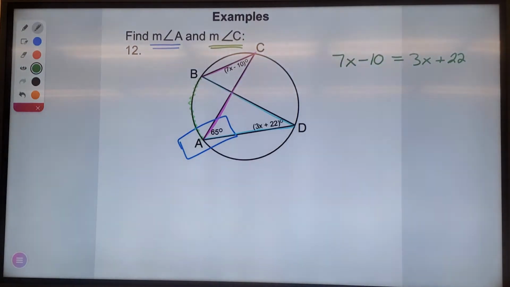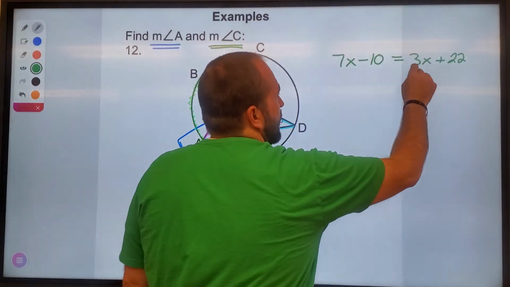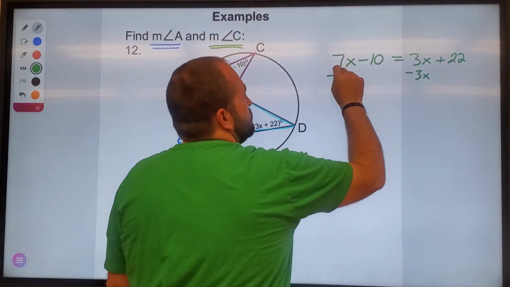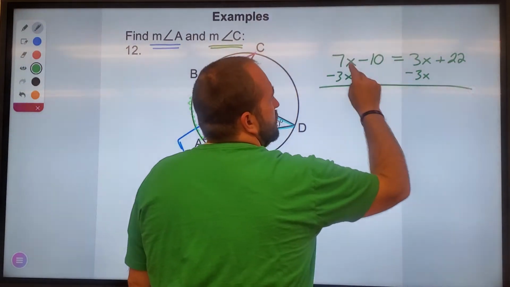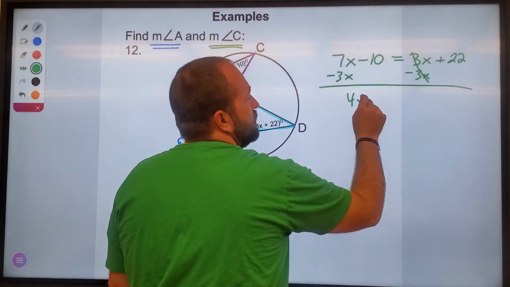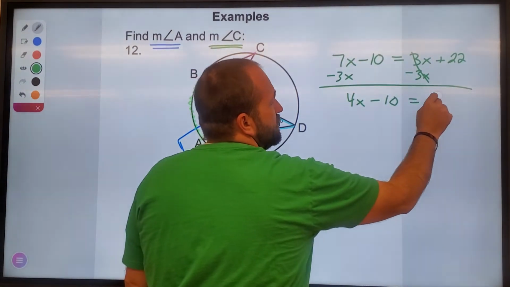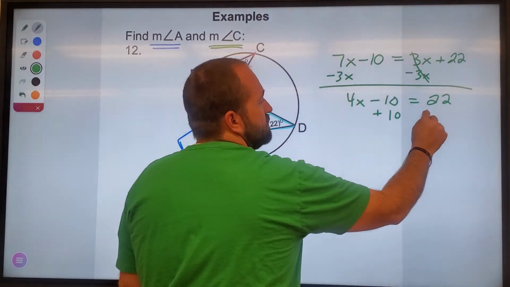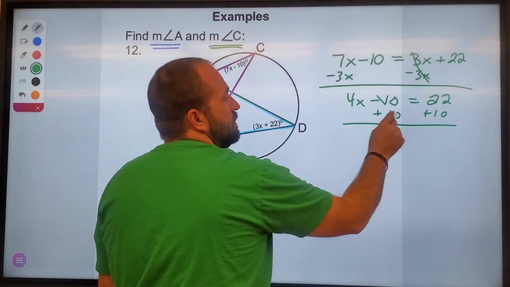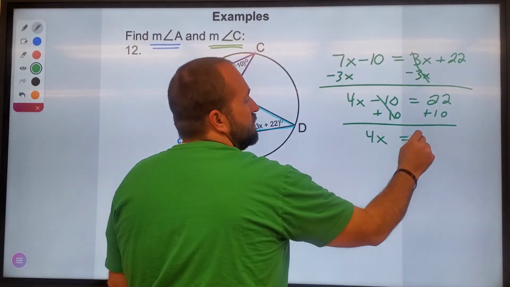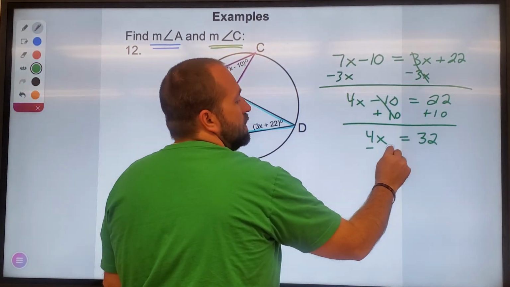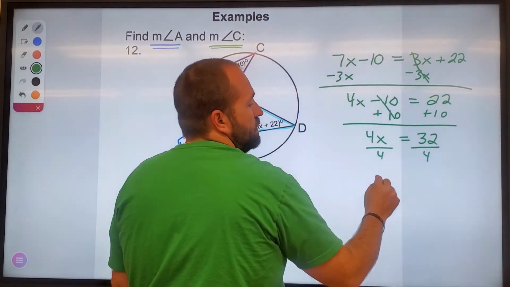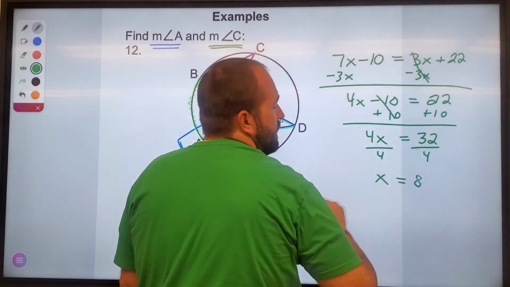And when we have an equation, what we're going to do is solve it. I'm going to move the 3x to the left, so minus 3x. That gives me 4x minus 10 equals 22. I'm going to then add 10 to both sides. That gives me 4x equals 32. I'm going to divide by 4, which tells me that x equals 8.